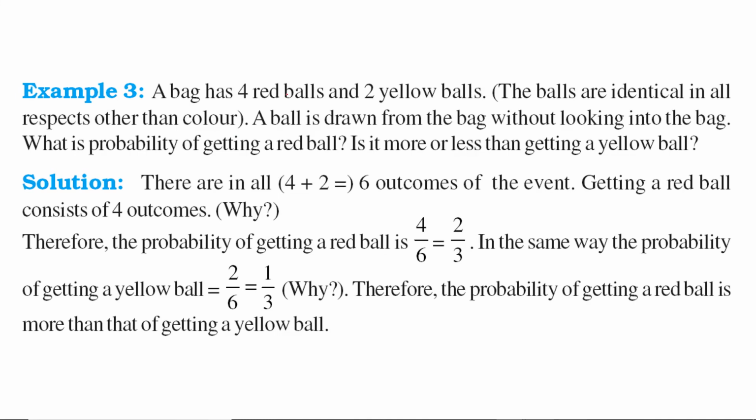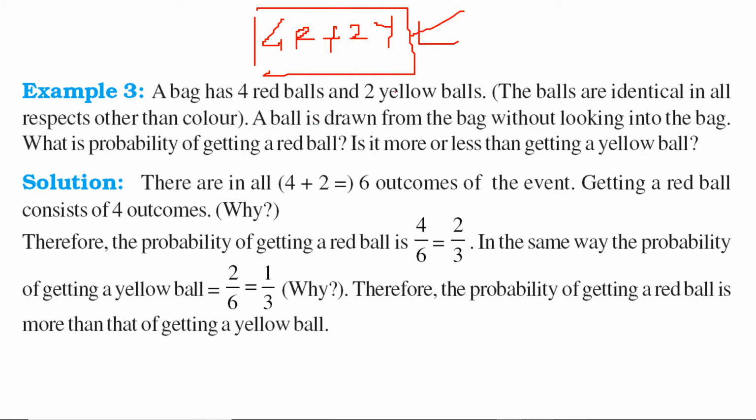A bag has 4 red balls and 2 yellow balls. The balls are identical in all respects other than the color. A ball is drawn from the bag without looking into the bag. What is the probability of getting a red ball? So in all, how many balls are there? 4 plus 2, 6. And red balls are 4. So 4 by 6 is the probability.